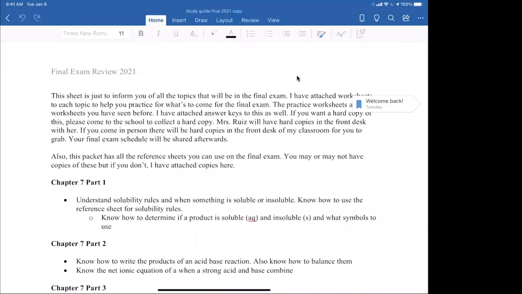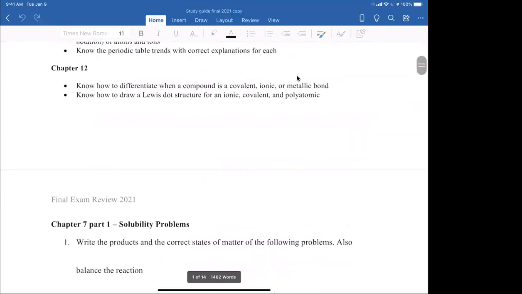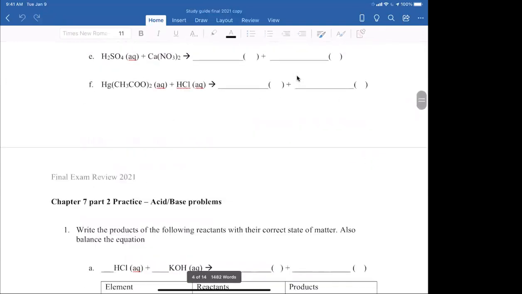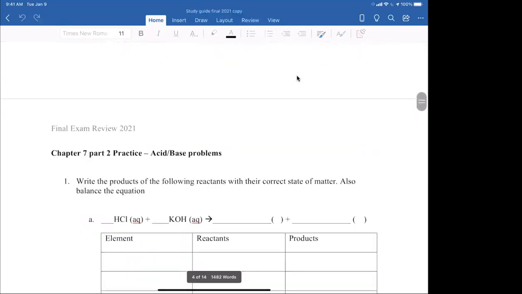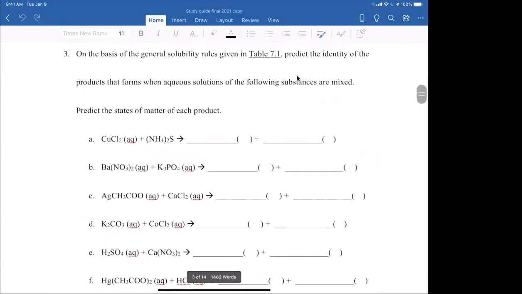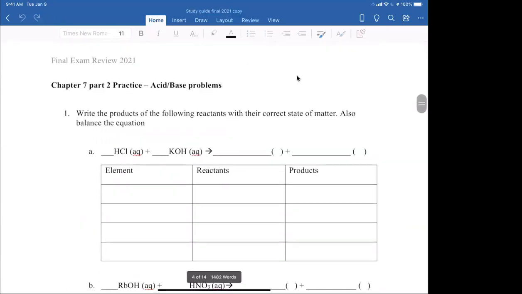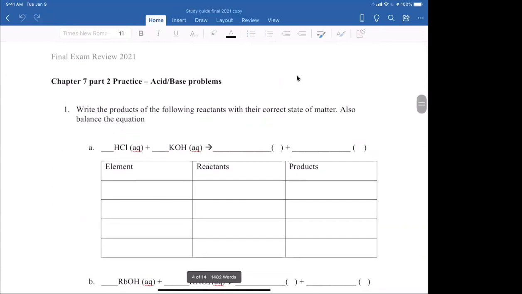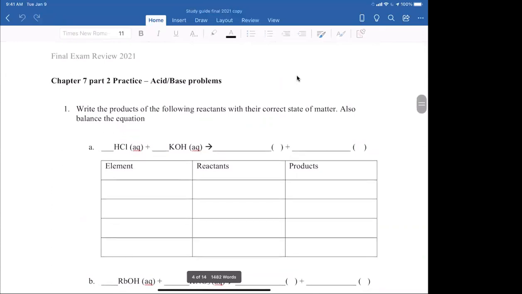Okay. So we're doing the second half of the review today, guys. We went over basically chapter 7, part 1, mostly. We went through all of this stuff. We have not gone through chapter 7, part 2, which is acid-base problems. In some classes I did, in some classes I didn't, depending on how much time I had. But I'm still going to go over it with everybody to make sure.